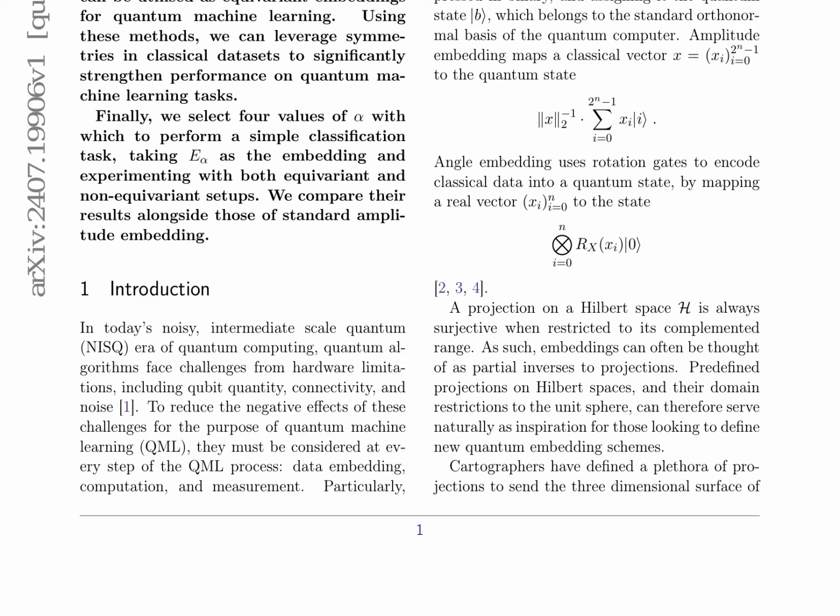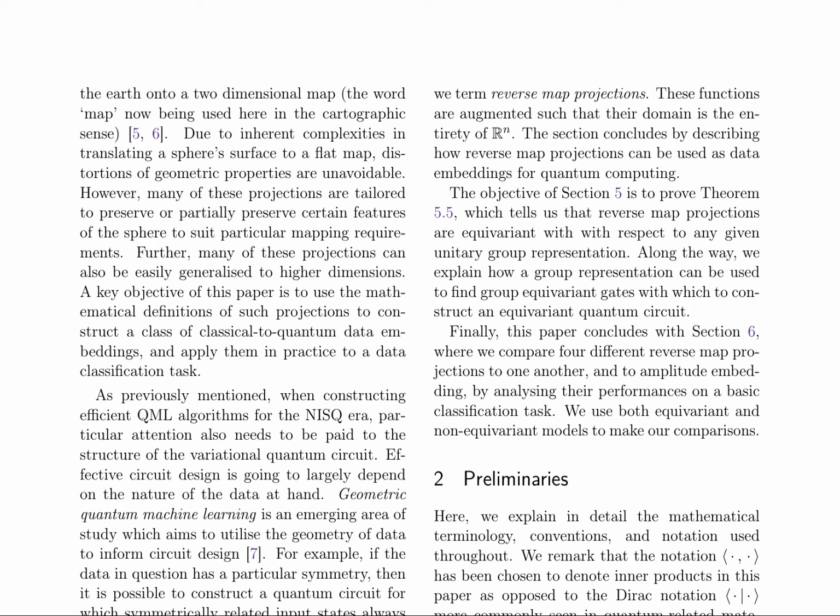datasets to strengthen performance. The paper outlines the mathematical fundamentals, discusses well-known projections, and generalizes them to higher dimensions. It also describes how reverse map projections can be used as data embeddings for quantum computing and proves their equivariance with respect to unitary group representations.